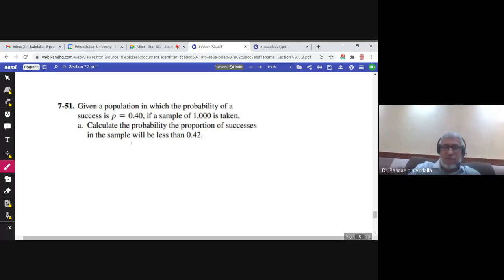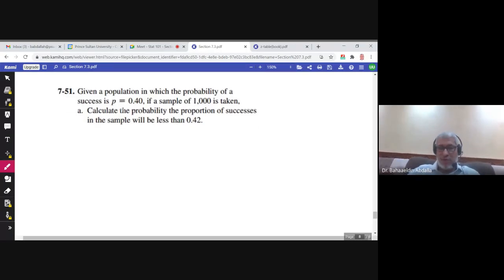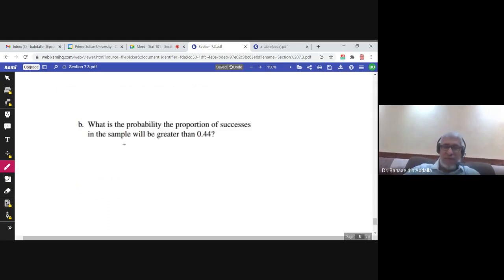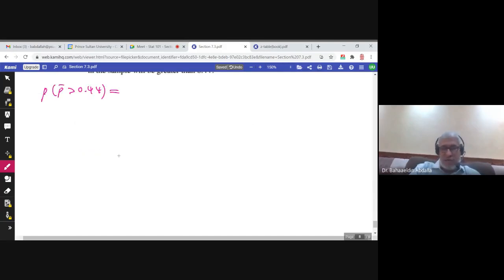The last question: given a population in which the probability of success is 0.4, this is small p, calculate the probability that the proportion of successes in the sample, so the probability that P bar is less than 0.42. You change it to Z and find the probability. And here, what is the probability that the proportion of success in the sample will be greater than 0.44? So what is the probability that P bar is greater than 0.44? Let us solve this one. It is the last part.